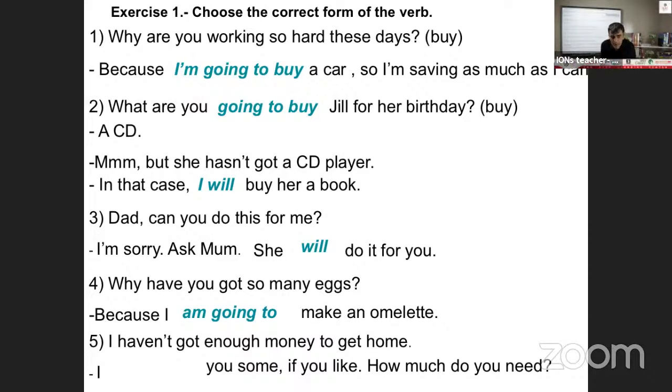I haven't got enough money to get home. So, do I know my friend's financial status? No, I don't. I don't know how much money my friends carry with them. So I have my money here, and my friend tells me I haven't got enough money. Okay. I will give you some. Absolutely. Another correct answer, Dwayne. I will give you some if you like. I'm deciding here and now.